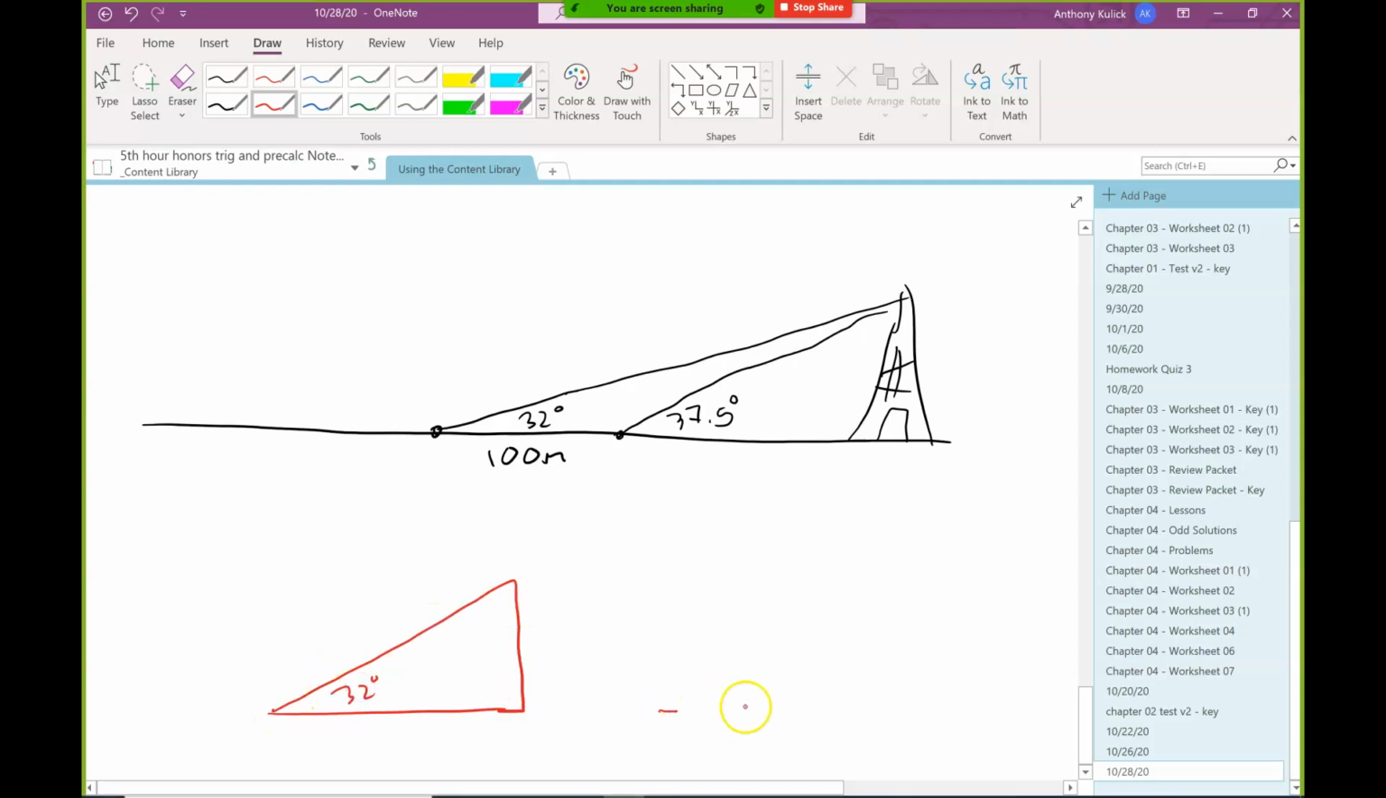Angle is 32, 37.5. Let's call this side x, since we don't know that, and we'll call the height of the tower h. Now, what would I write down as the length for the other leg of this 32 degrees triangle? 100 plus x.